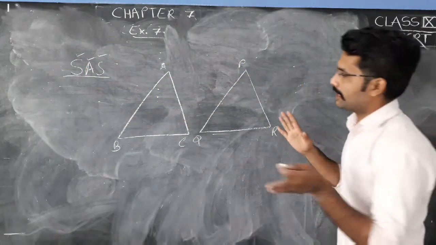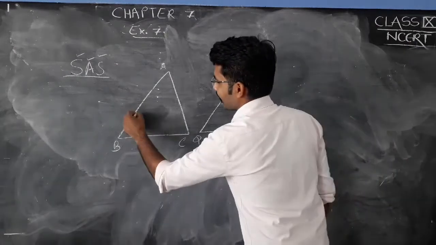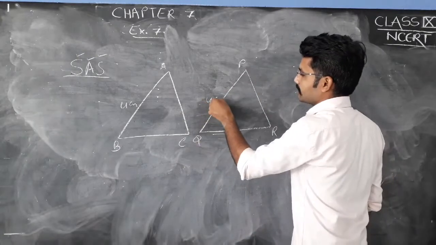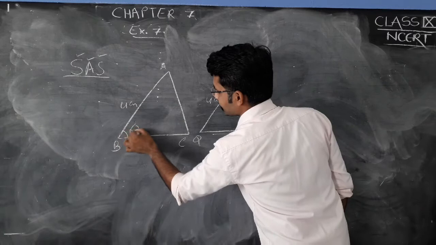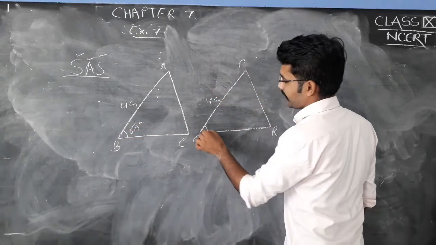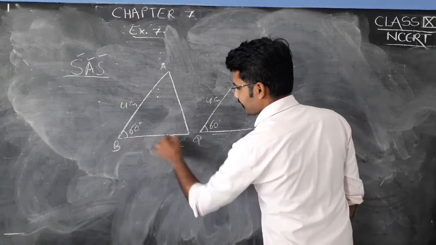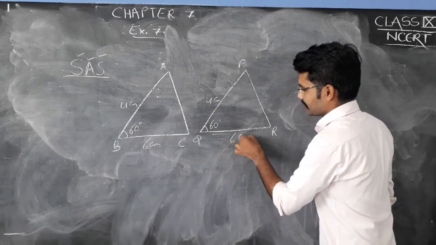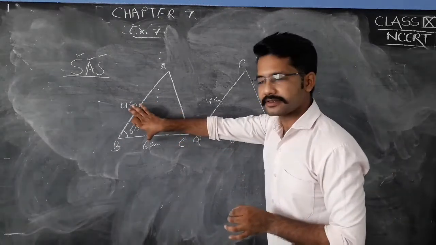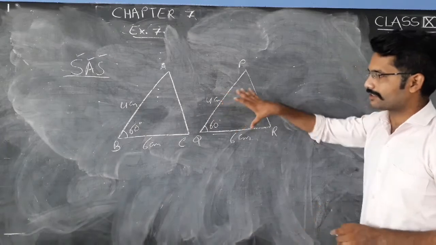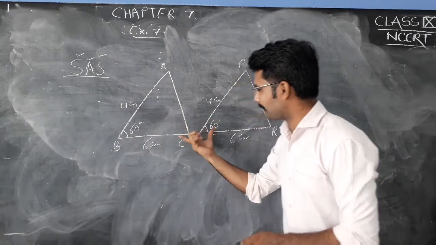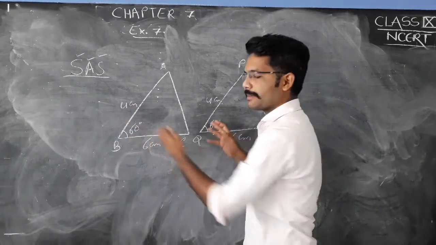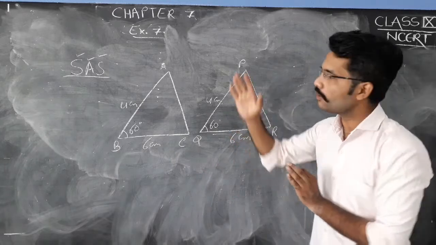Now how would it be applied? Suppose I have the measurement of side AB 4 cm. As it is, I have measurement of side PQ 4 cm. If I have angle ABC 60 degrees, and same thing I have angle PQR also 60 degrees. BC, suppose we have 6 cm, and as it is QR also 6 cm. So we can say between 2 equal sides of another triangle, there is an angle between them which is equal. Means 2 sides are equal and the angle between them in the other triangle is also equal.